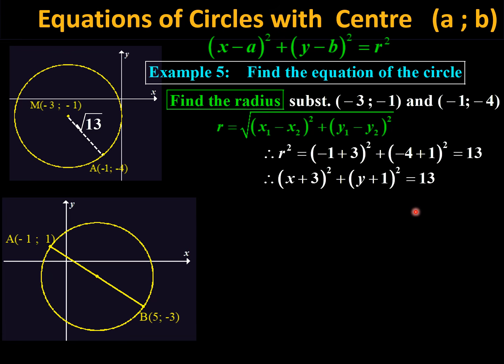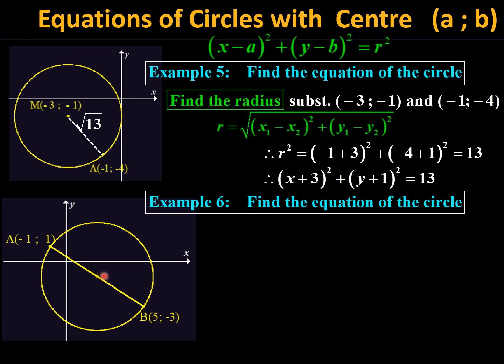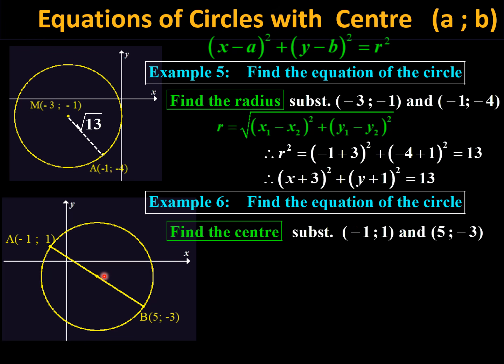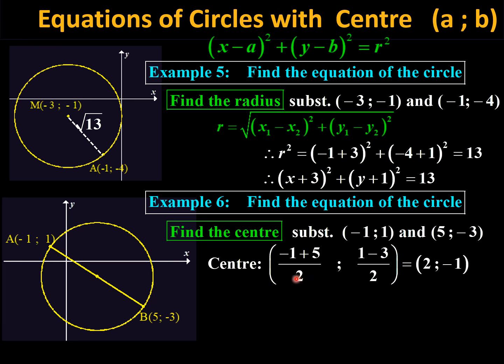Let's look at another one. Let's see what we have here. This formula requires a center and a radius length. You can see there's no radius length, so we'll have to find the radius. We also don't have the center. The center is actually the midpoint of the diameter as well. So first of all we have to find the midpoint, because we need to find the center.